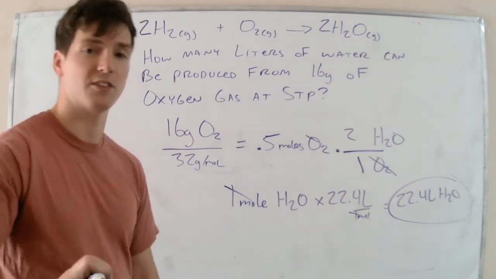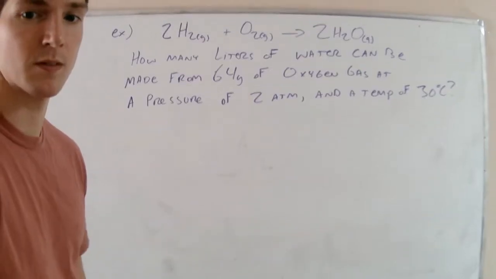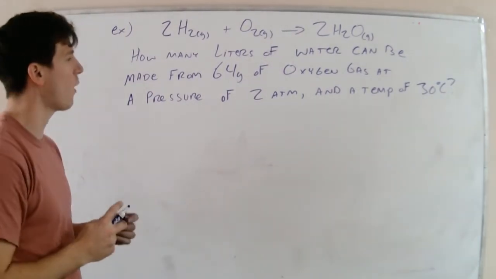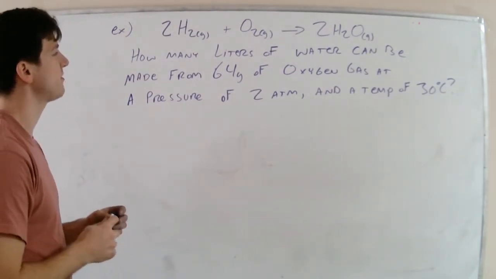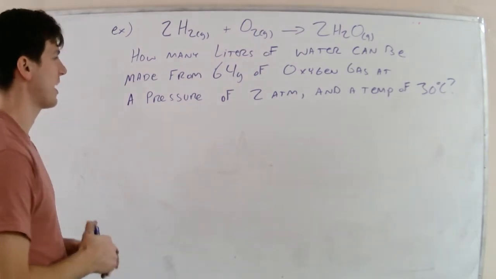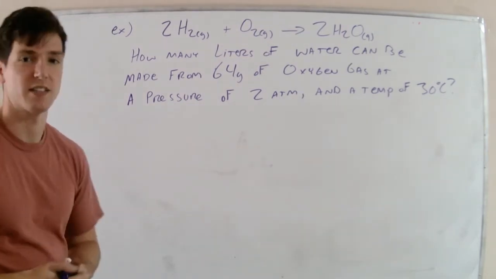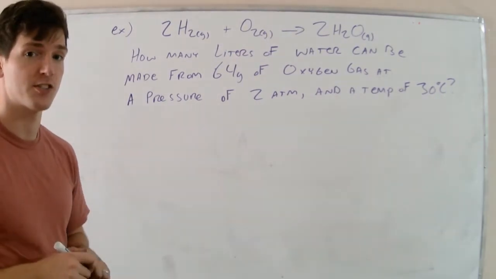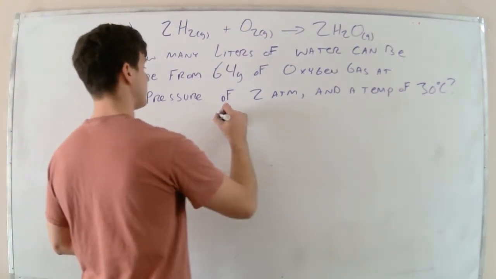Let's go ahead and do another type of problem. Okay, so we got another problem here where it's asking how many liters of water can be made from 64 grams of oxygen gas at a pressure of 2 atm and a temp of 30 degrees Celsius. So you're probably looking at this problem and you're saying, okay, it wants liters, so it wants volume.